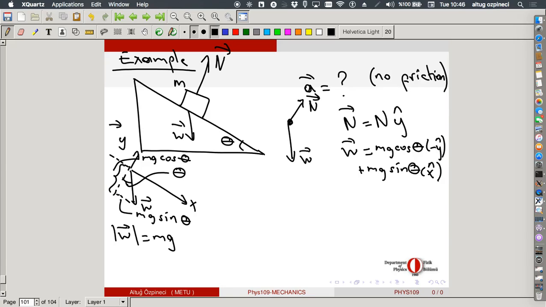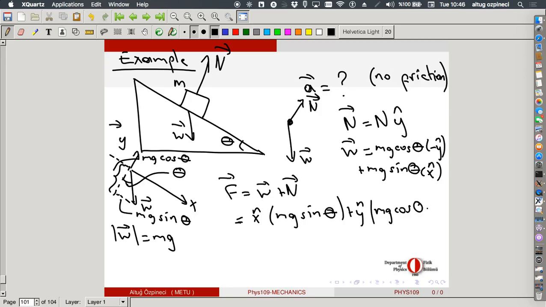So we can write down the total force acting on my object. It's just the sum of these two forces, weight plus the normal force. So this is equal to, okay, in the x direction, we have mg sine theta. In the y direction, we have n minus mg cosine theta. This is the total force acting on my object.